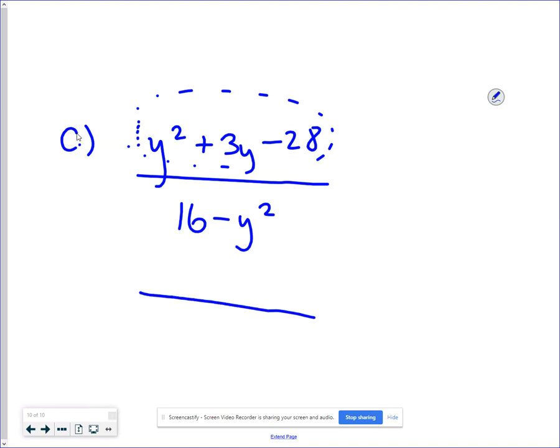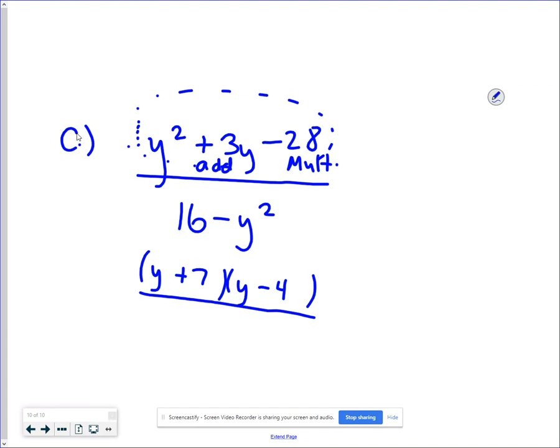Since it has a leading coefficient of 1, I can factor this if it can be factored really easily. So I'm just going to put y and y down. Now I'm going to ask myself, are there two numbers that multiply to be negative 28 and add to be 3? Positive 7 and negative 4. So the top factors to the quantity y plus 7 times the quantity y minus 4.